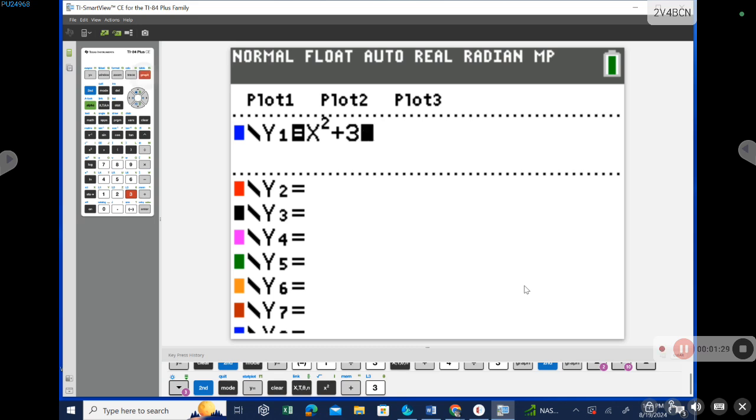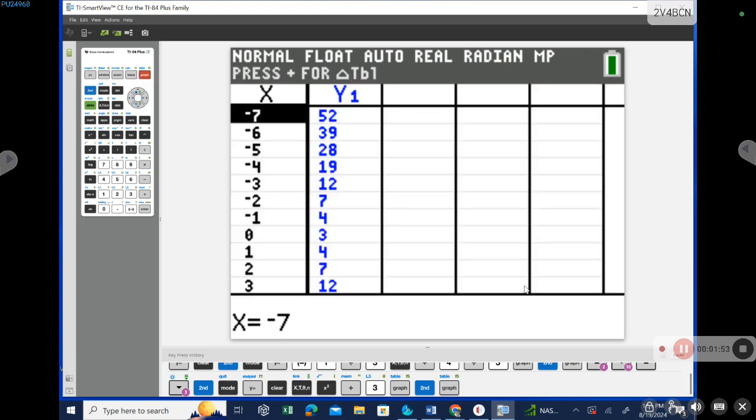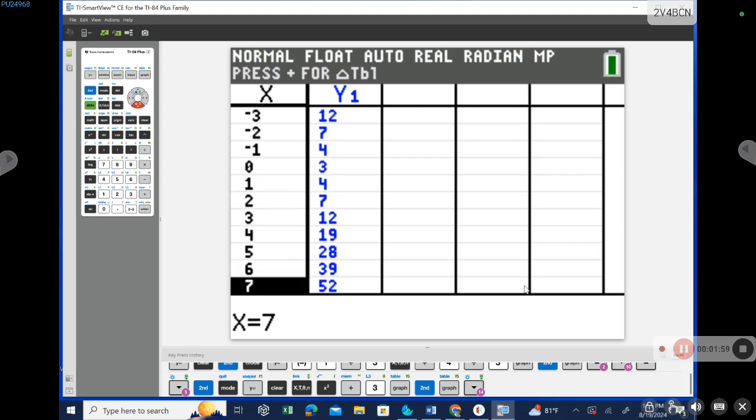So first things first, let's see what shape this is going to make us. So I'm just going to hit the graph button on my calculator, and you'll notice that it's going to make this U shape that we call a parabola. That's what, if your highest exponent is a 2 in your x squared graph, you are going to be a parabola or a U shape. But more importantly, let's look at the table. So we'll hit the second key and then the table key or the graph key.